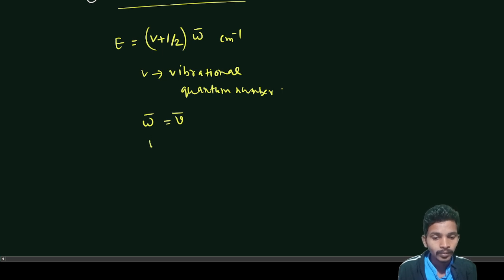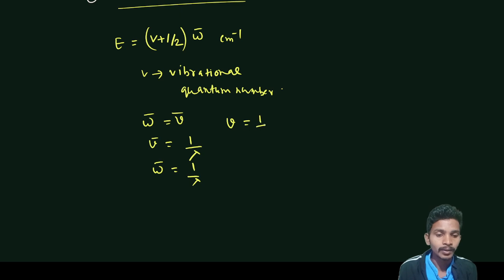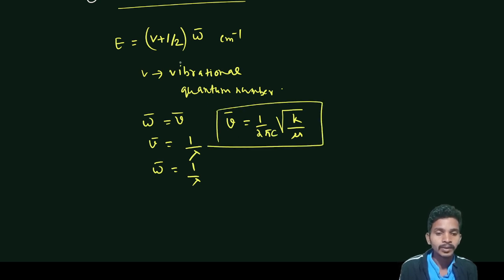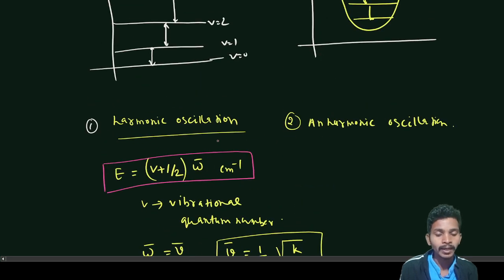We know that the wave number equals 1 upon lambda. Similarly omega naught is also 1 upon lambda, and the frequency is 1 upon 2 pi root of k upon the reduced mass. If we discuss the wave number, then we divide by c. These things we already discussed, and by using these equations we draw the energy levels. Now we'll discuss anharmonic oscillations.